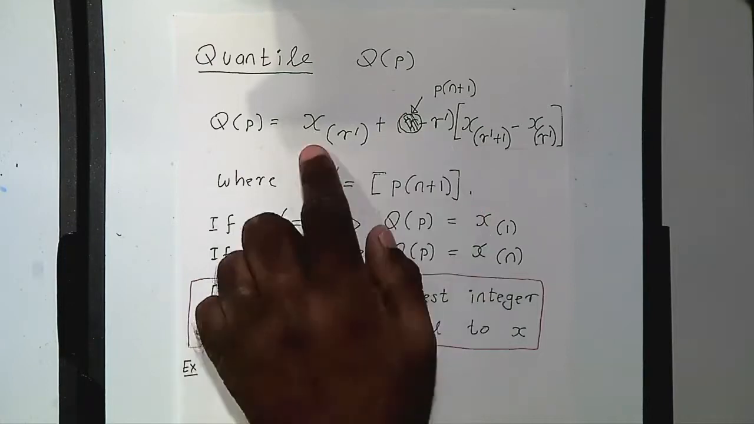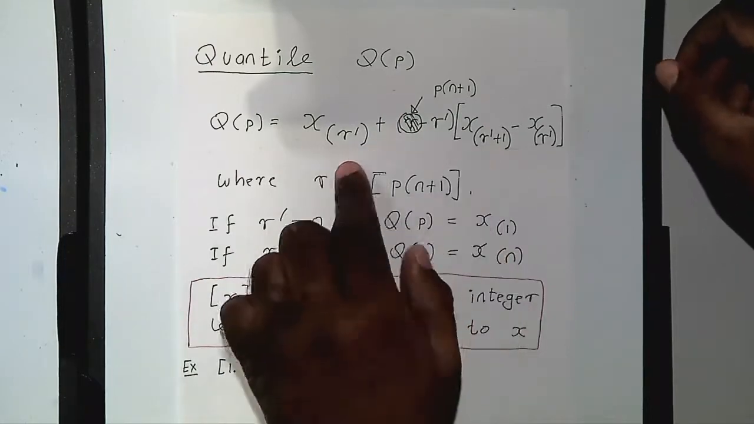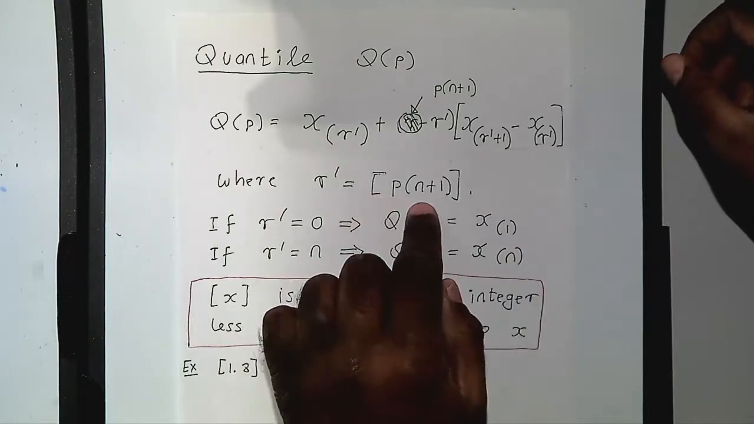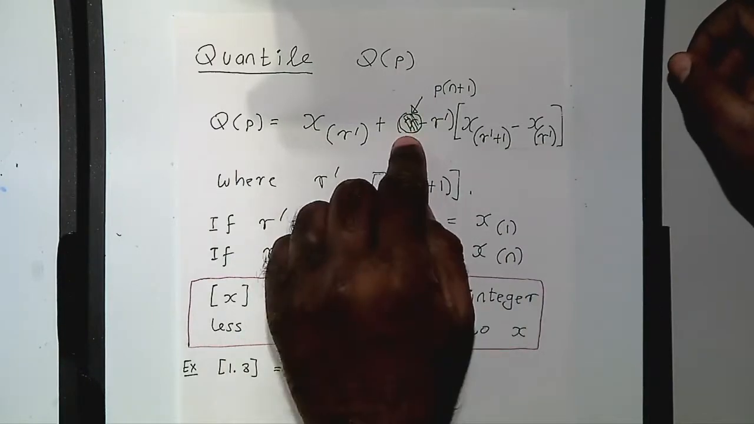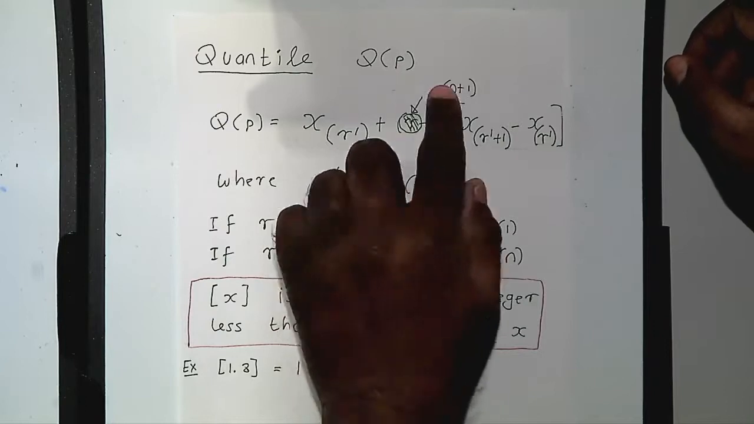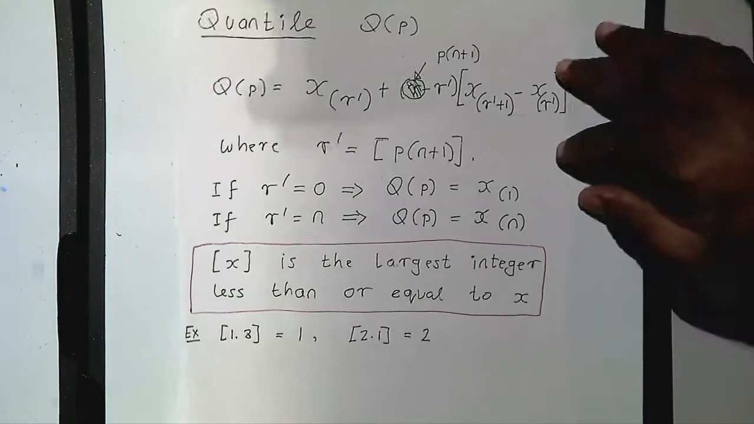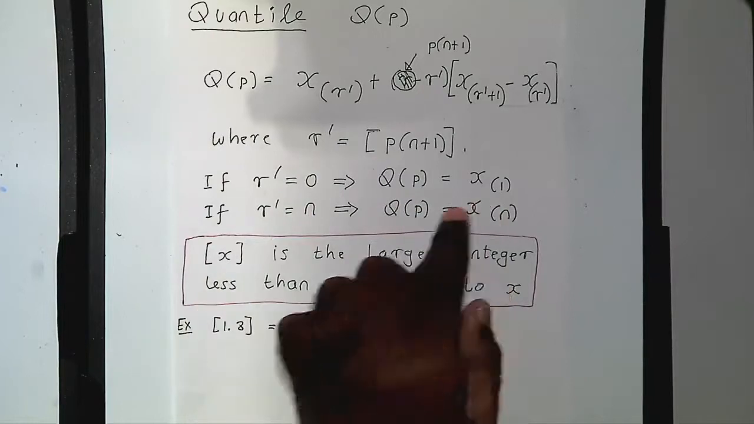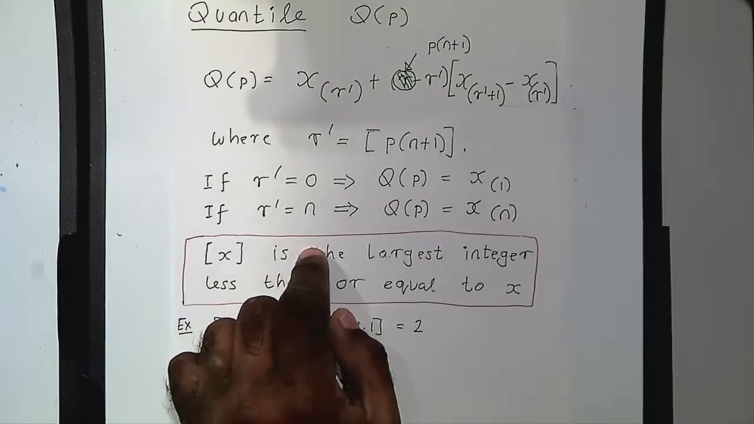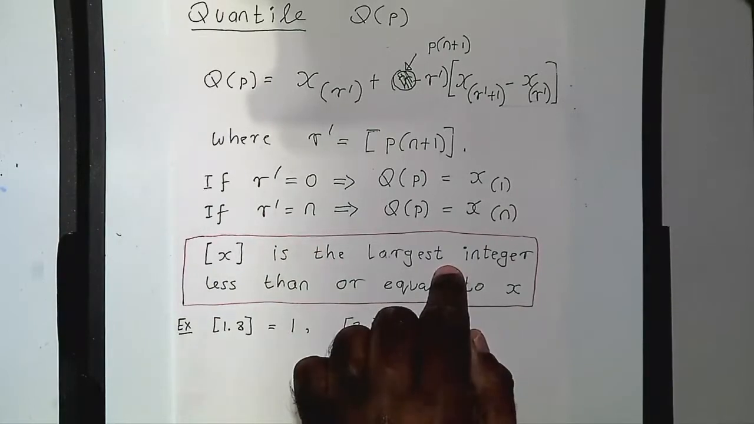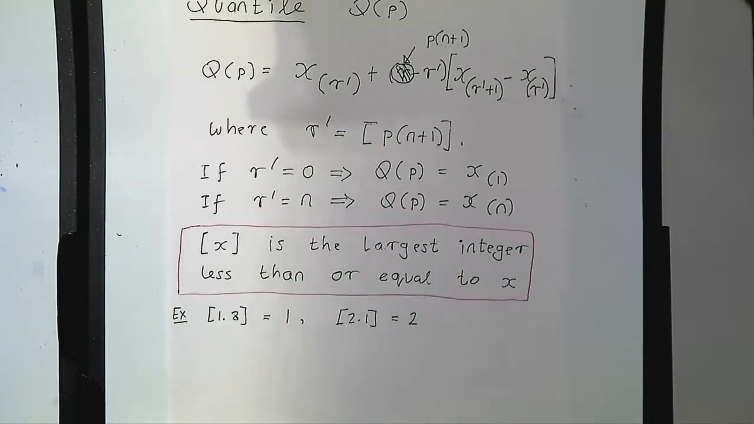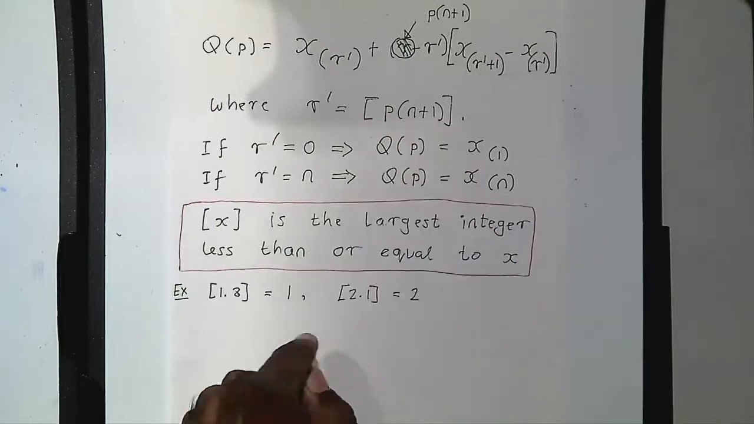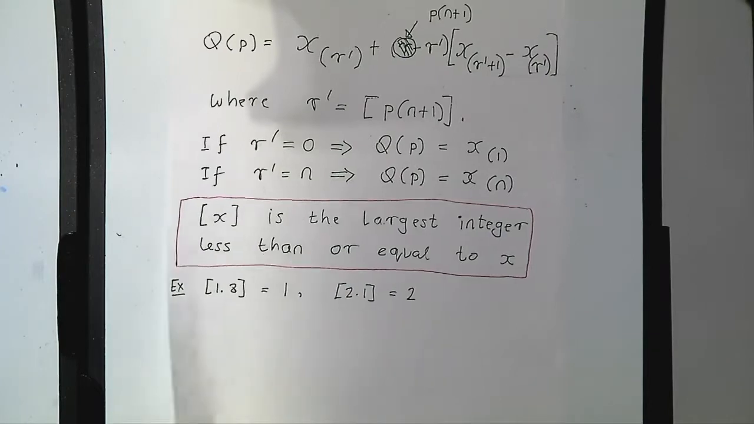It's defined by this formula here, where R prime is the integer part of P times (n plus 1). What you have in the middle is P times (n plus 1) minus R prime. If R prime is 0, then Q of P is the smallest data point. If R prime is n, then the quantile is the largest data point. The square brackets here mean the integer part. For example, the integer part of 1.8 is 1, the integer part of 2.1 is 2, and so on.